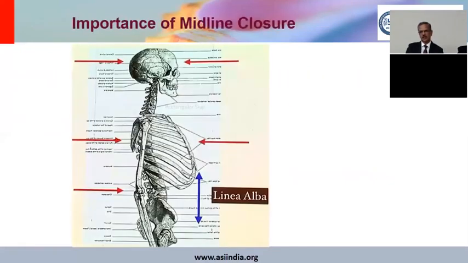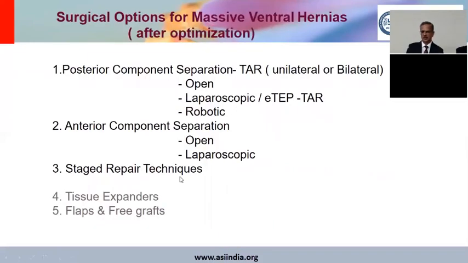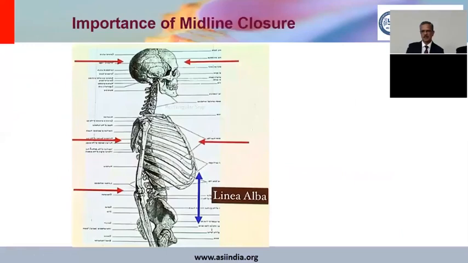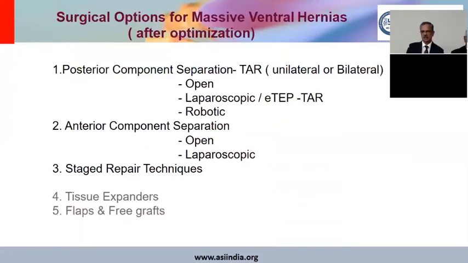Why am I reinforcing that the midline closure is important? If you see our human structure, there is support everywhere, whether it is the thorax, skull, or whatever it is. But in the abdominal cavity, it's the linea alba which gives all the support. So it's very important to reconstruct and strengthen this portion of the abdominal wall.